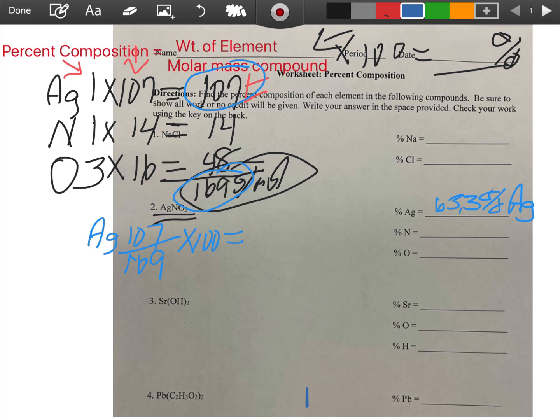All right? Okay, so now let's do nitrogen. So nitrogen is 14, because that's my total weight for the element, divided by 169, because that's my total molar mass, times 100. This is going to give me the percent for nitrogen. Okay, so use your calculator. 14 divided by 169 is how much?